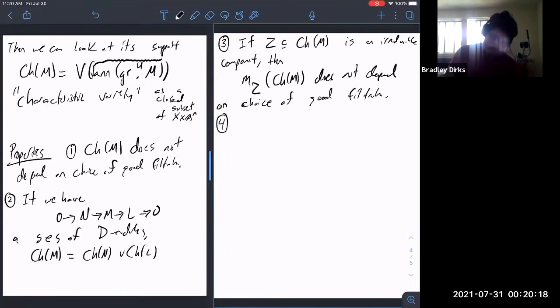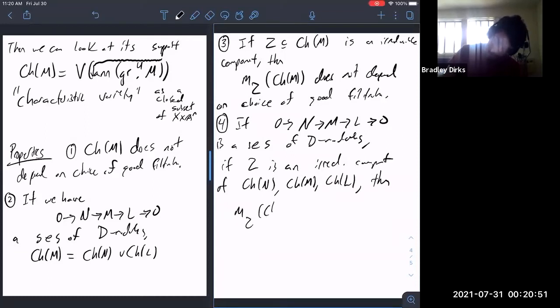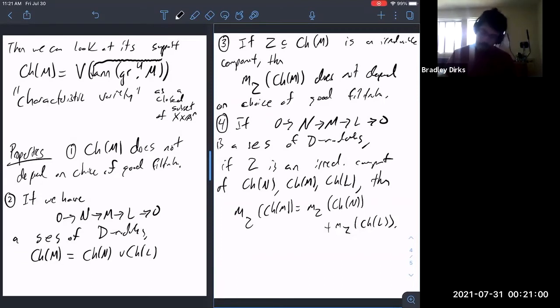And also, mirroring 1 and 2 on the left here is 3 and 4. If we have another short exact sequence of D-modules, and if Z is an irreducible component of, I guess I should say this and this and this, then the multiplicities add. And so this will be important later on.